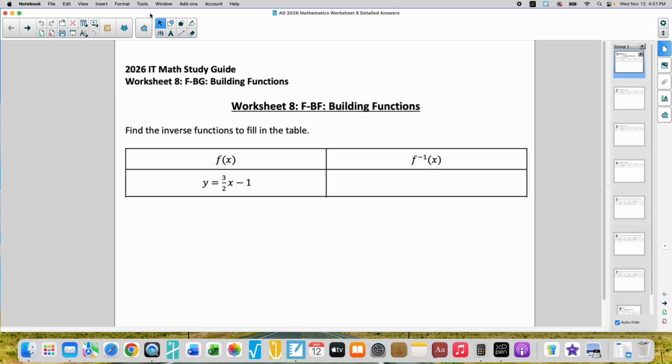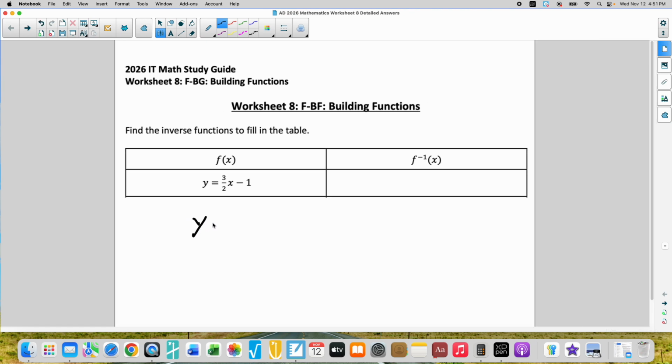Okay, with worksheet number 8 for academic decathlon in mathematics, we're working again with functions, and when we have f to the negative 1, what you're doing is you're finding the inverse. And to find the inverse of functions, we take the original equation and we're going to flip them. Flip them meaning we're going to replace the x with the y and the y with the x, and then we're going to solve for y.